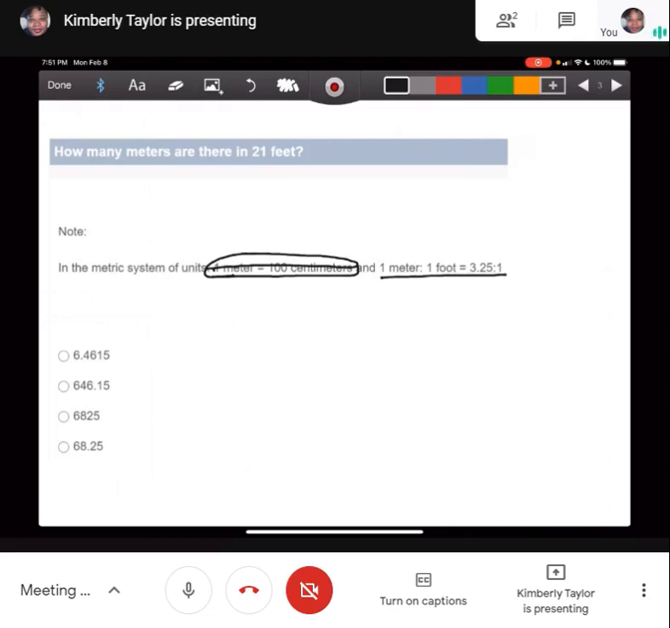To me, the way they have the statement written is a bit confusing, but I do know this, that 3.25 feet is equal to 1 meter. Now, as long as I have that information right there, I could do this problem. You can set it up as a proportion. You can do this the dimensional analysis way. Either way you do it, you'll come to your correct answer.